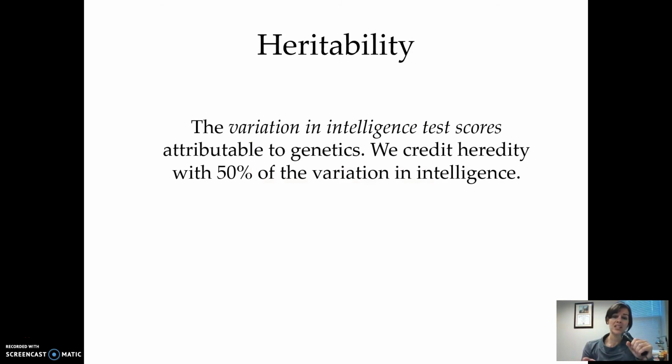So heritability is the variation in intelligence scores that we can attribute to differences in genetics. And about 50% of the variation across the population in terms of intelligence is due to heredity. Now, that tells you something. There's a strong genetic component there, but that means that the other 50% is not genetic. That must mean that nurture is also involved somehow.